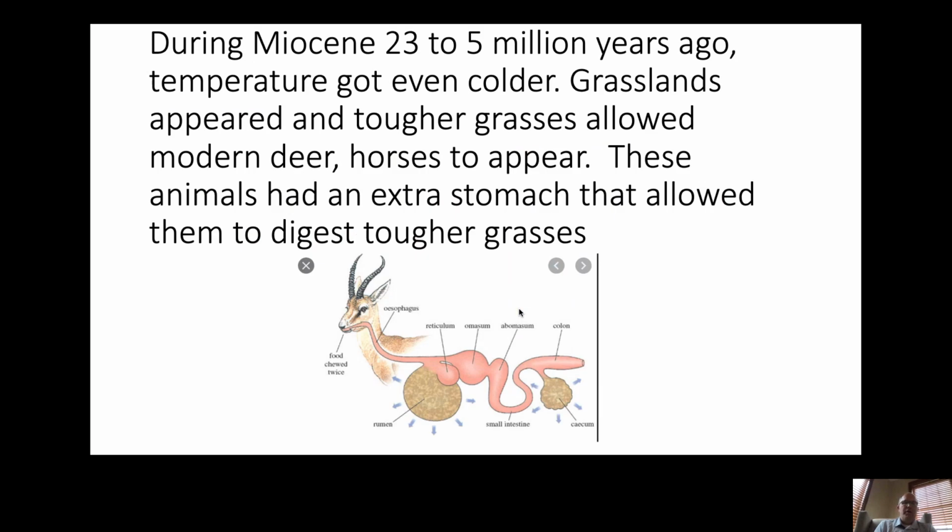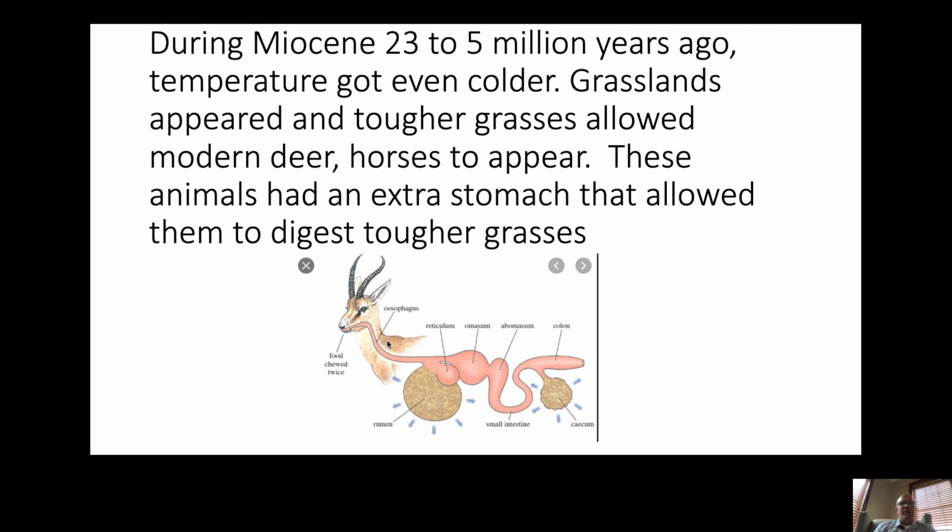Earth was becoming cooler. In the Miocene, 23 million to 5 million years ago, the grasslands began to develop. The grasses began to evolve, and they were much tougher and harder to digest. And animals like this gazelle here evolved a rumen, which is a part of their stomach that is able to store grasses. They eat, and they store grasses in that rumen.